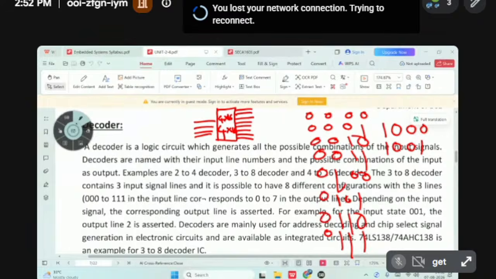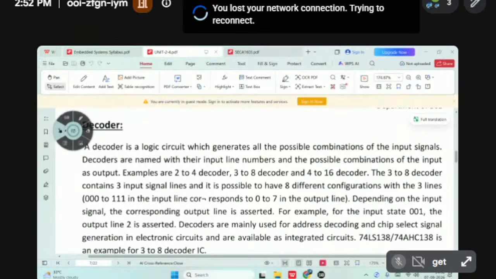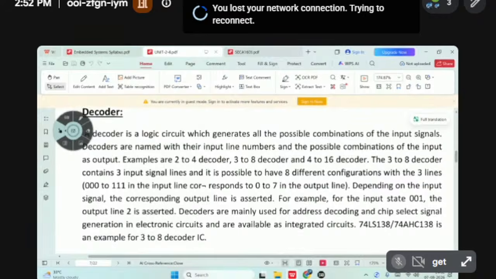So with fewer signals, I can have more output signals. That is the decoder concept. So example మాత్రం ఇది గుర్తుపెట్టుకోండమ్మా ఈ వర్డ్స్: 74LS138, 74HC138.